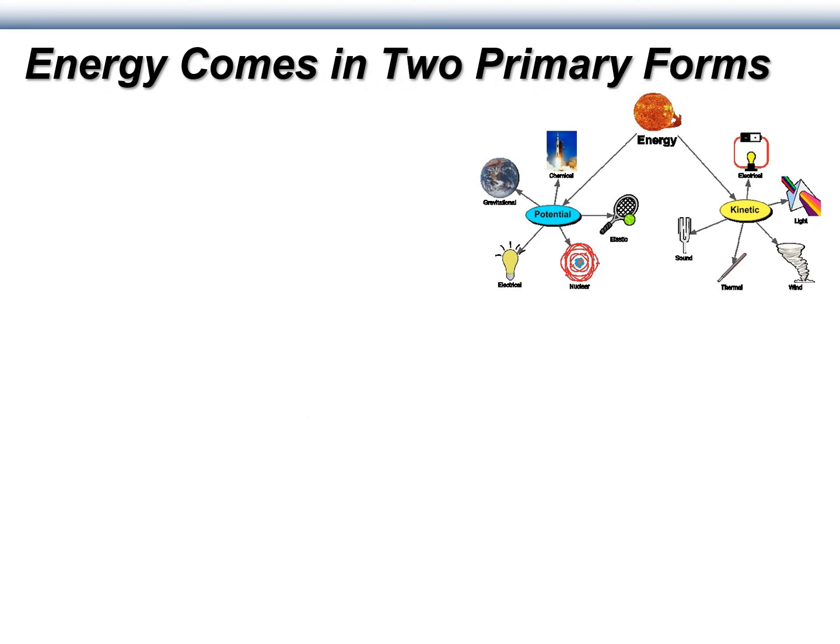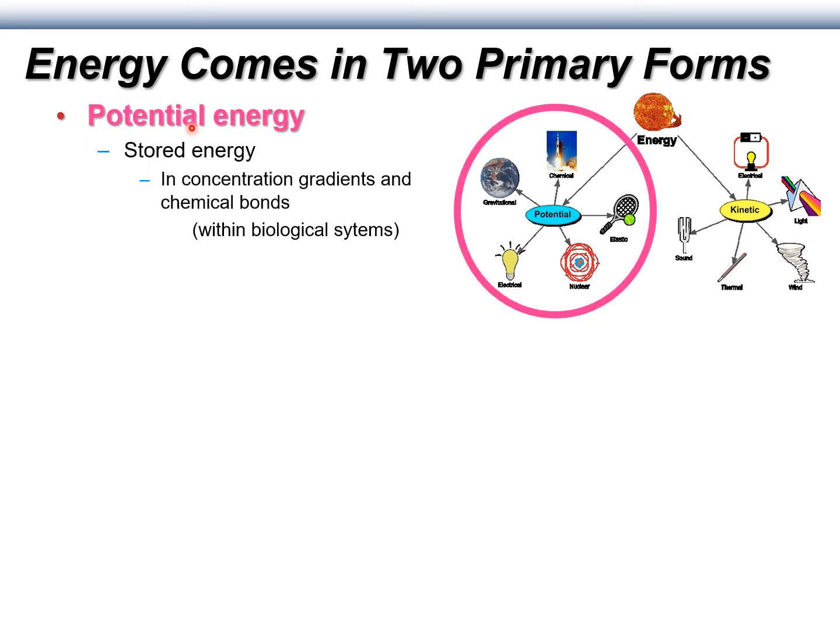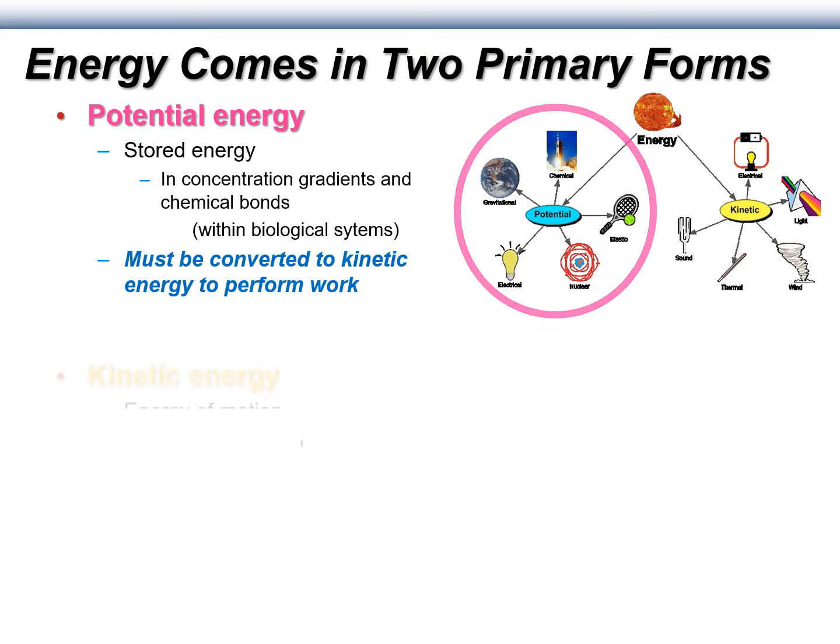We have two primary forms. We have potential energy, and here are some examples, and kinetic energy. Over here are some examples. Potential energy is stored energy, either by virtue of the chemical bonds that it contains, the concentration gradients that exist, or in some cases the position of where that molecule or item is. But it has to be converted. Potential energy is not enough. It has to be transformed into a form of kinetic energy in order for the process to be completed.